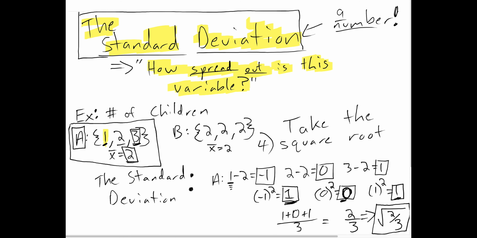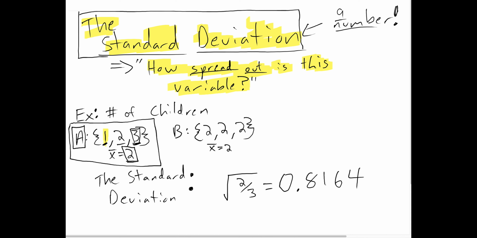Let's look at the square root of 2/3 as a decimal. So here's the number as it looks in my calculator. And this is too many numbers. I don't need to worry about all these digits. So let's just cut it off right here and round to the nearest thousandth. And that will give us 0.816. That is the standard deviation of this data set.